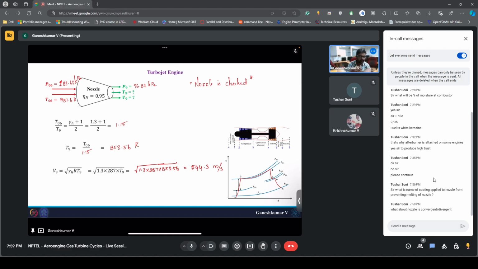What about the nozzle, is it convergent or divergent? A nozzle can be only two ways: it can be a convergent nozzle or it can be a converging-diverging nozzle.